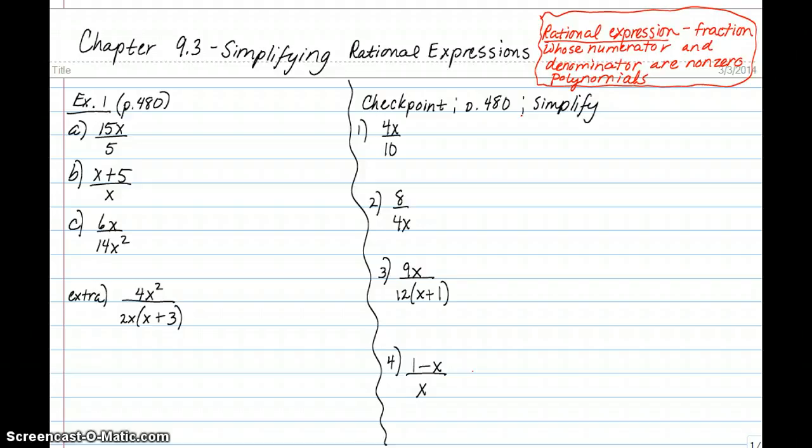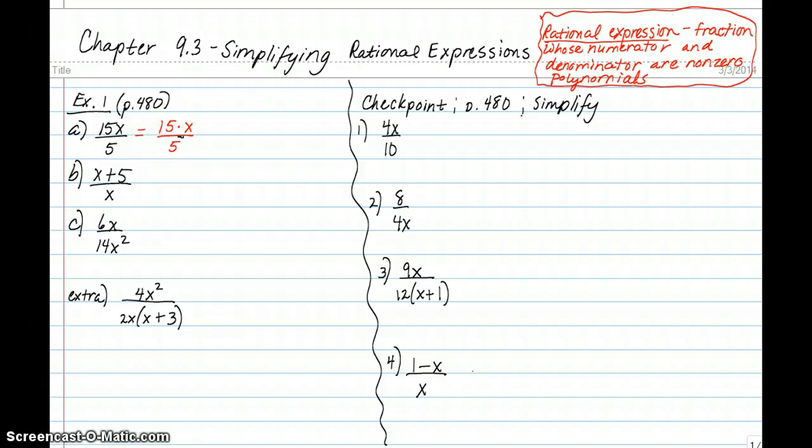So if you would now turn to page 480 in your textbook, it's helpful, I think, for you to look there. This is example 1. We've got A, B, C, and then I made an extra example for you. So you have 15x over 5. When you simplify that, I like to stretch it out. 15 times x over 5.